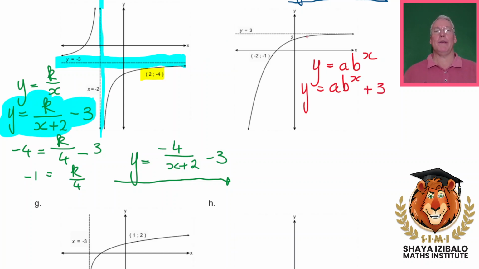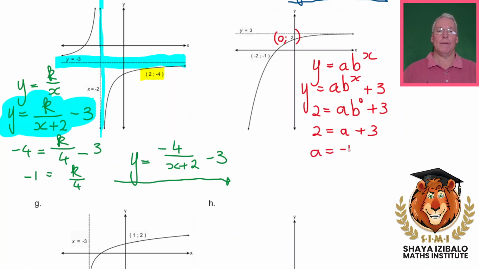Next up, remember what we said, we'd solve ourselves a whole lot of difficulty if we use the y-intercept first. All right, let's take a look. We're going to put 0, 2 in, remembering 2 is the y value, 0 is the x value. Okay, this becomes 2 equals a plus 3. Subtract 3 from both sides, a is -1.